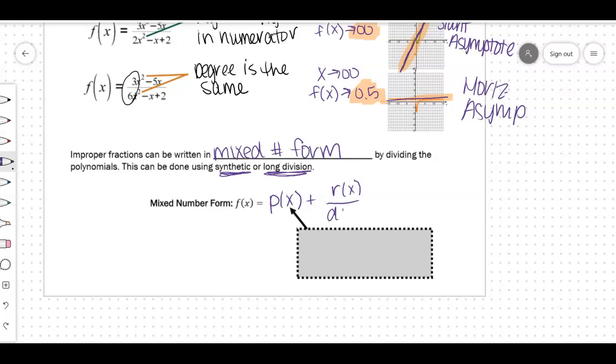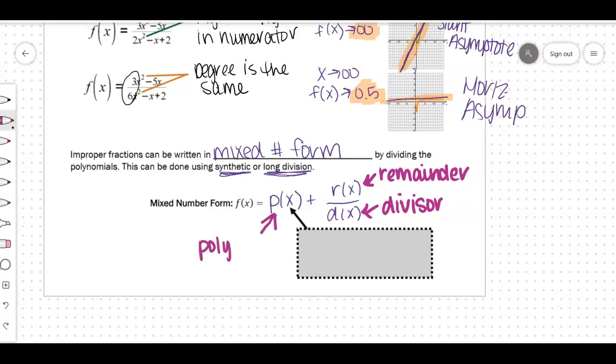So anything that looks like this would be considered mixed number form, where this was your remainder. So you divide, you got your remainder. This piece right here we called the divisor, or whatever was in the denominator. And then this piece is the part that looks like a polynomial. No fraction. So what's nice about this is this polynomial part will give you the non-vertical asymptotes.